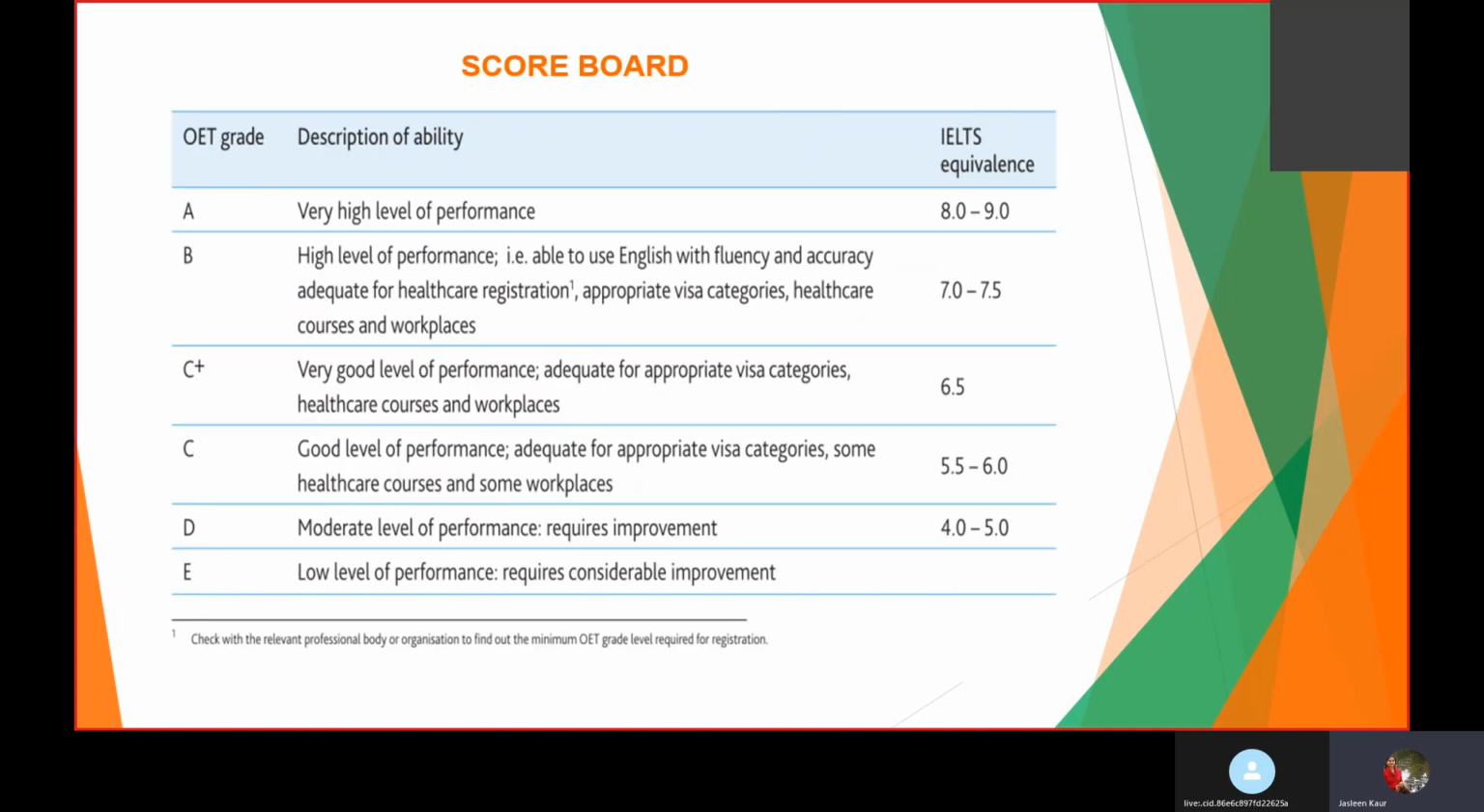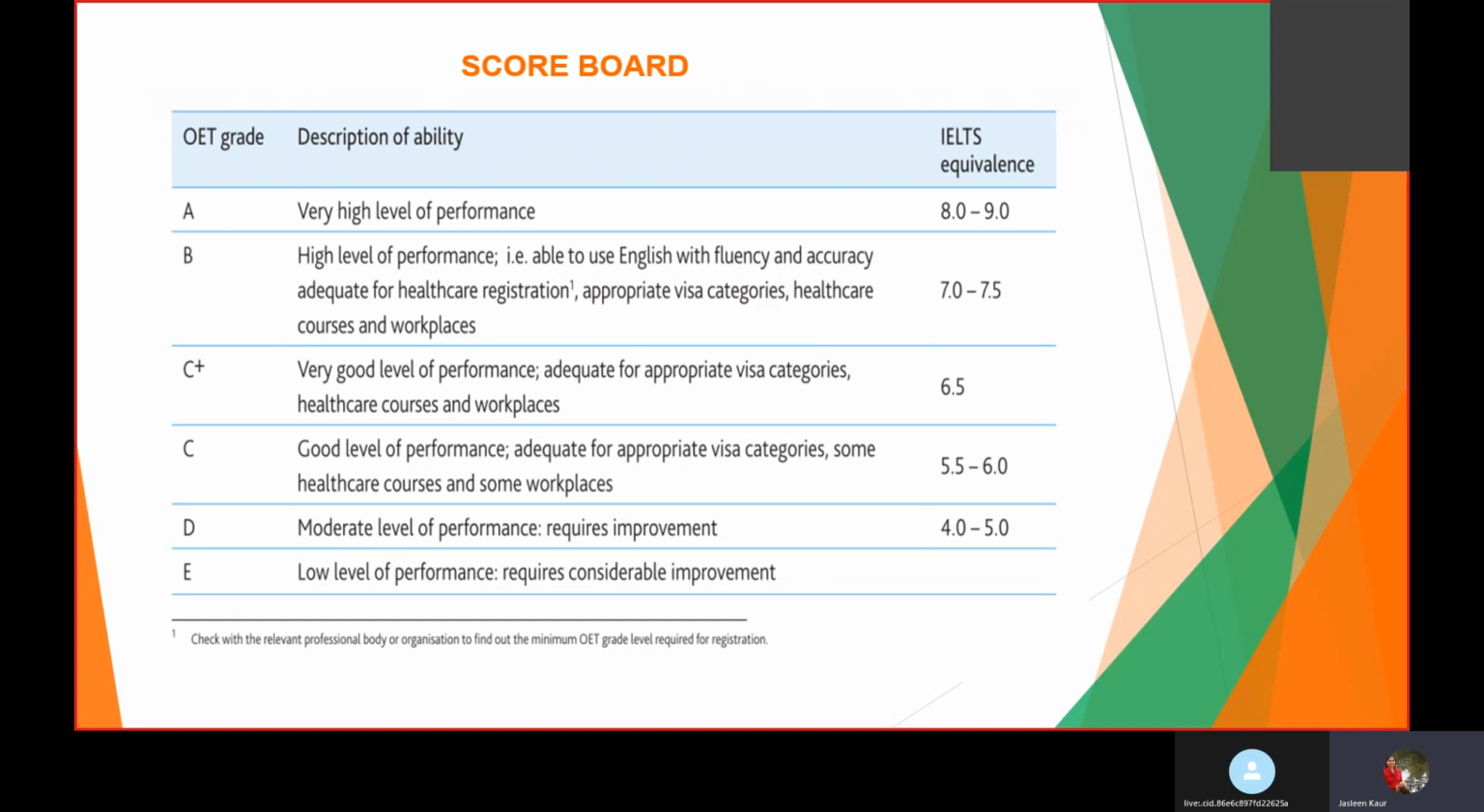So when we talk about the scoreboard of OET, you might have heard of IELTS. I said OET is for the medical and IELTS is for the non-medicals. OET has a grade level. In IELTS you might have heard band 8 or band 9, which is equivalent to OET grade A. Similarly, B is the average, which is required and important. B is a must to have, which is equivalent to 7 or 7.5 in IELTS.